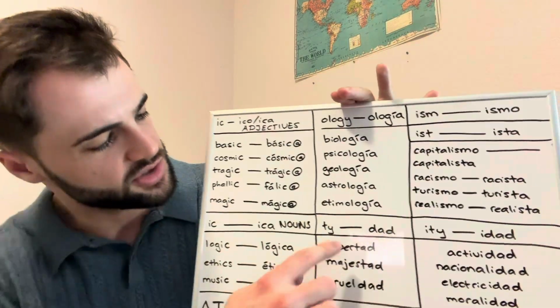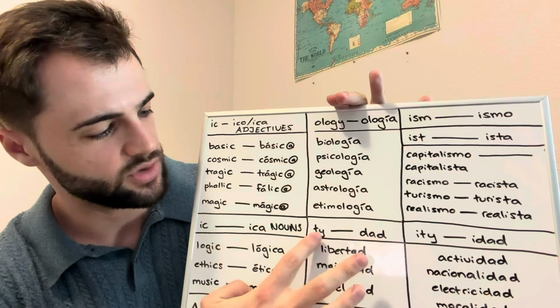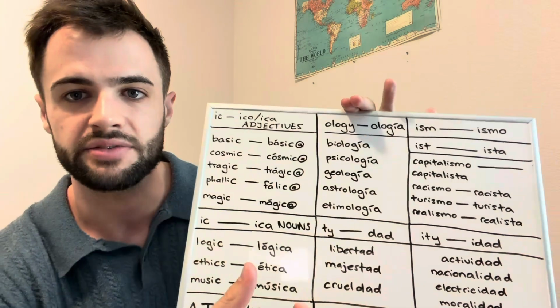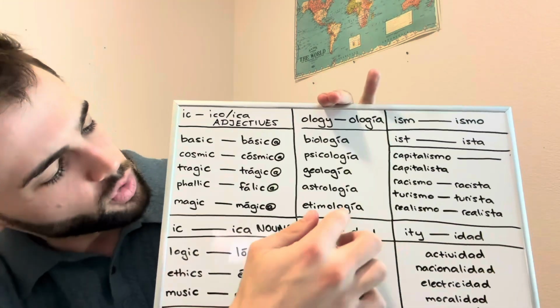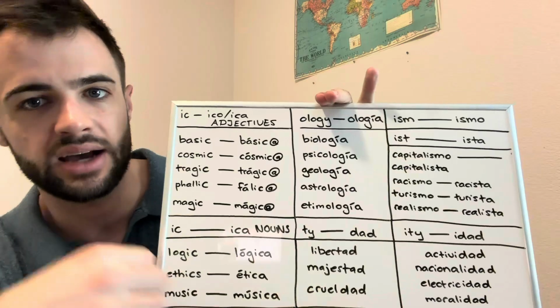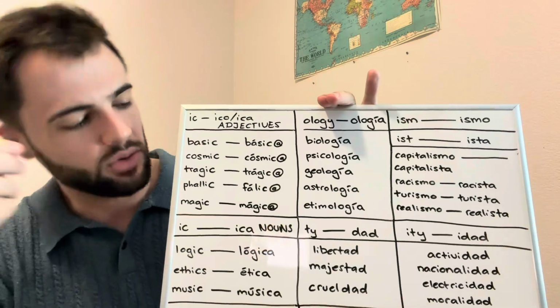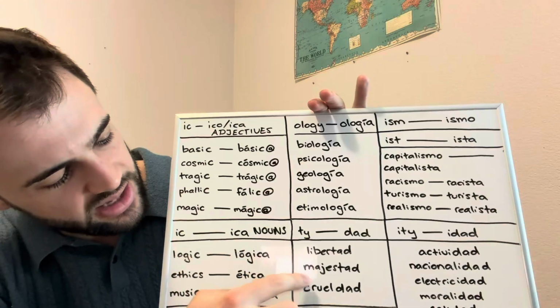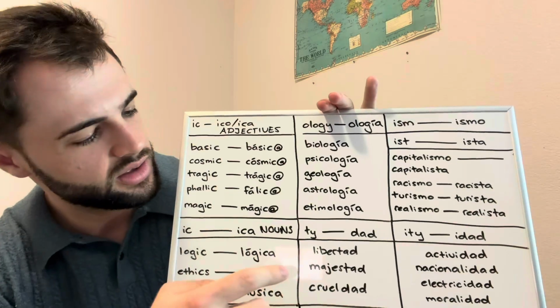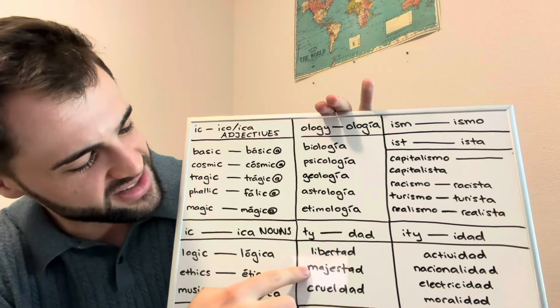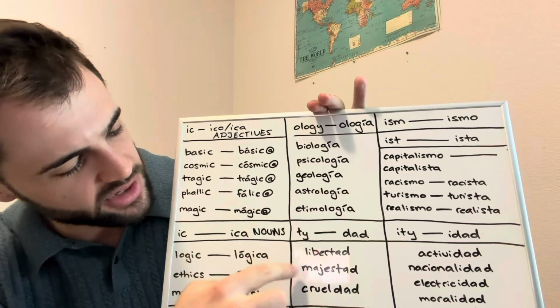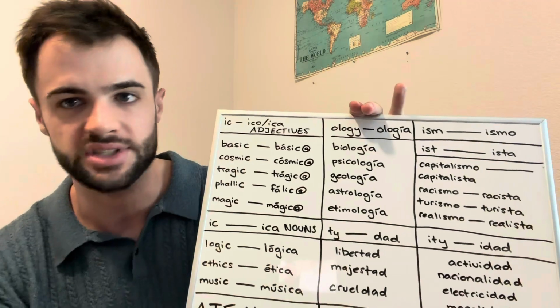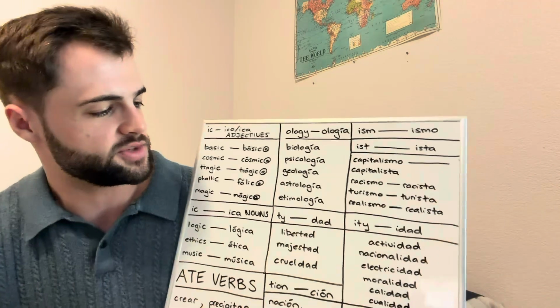Up next, this one is a fun one. TY at the end of a word as a suffix will become dad. Libertad. Majestad. Crueldad. I kind of mispronounced that. Liberty, majesty, cruelty. Pretty self-explanatory there. Don't have to spend too much time on it.